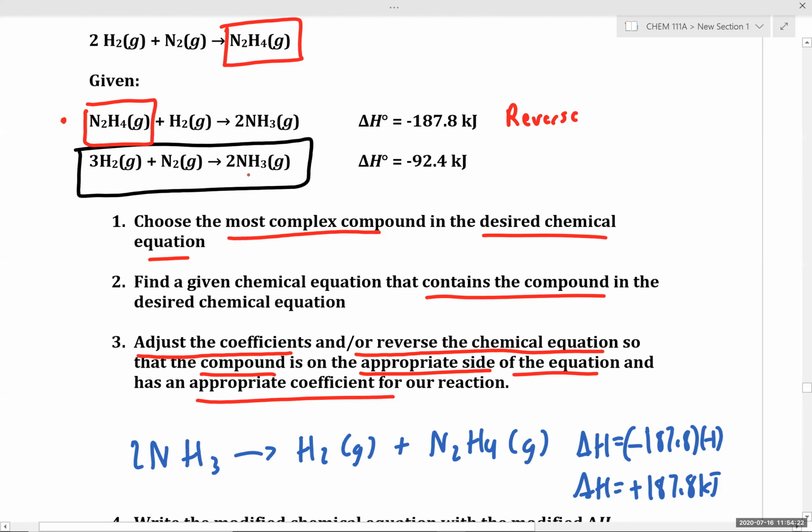If we need these two ammonias on the right-hand side, do we need to do anything to this equation? Or does it have what we need? Does this equation have what we need to cancel our ammonia?